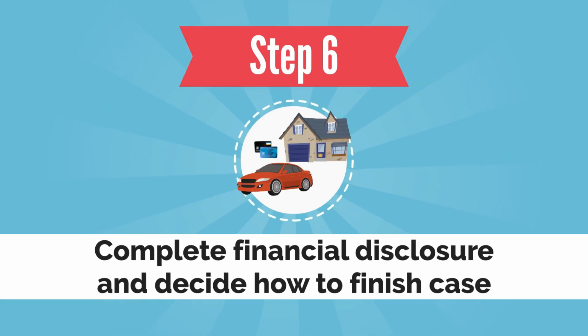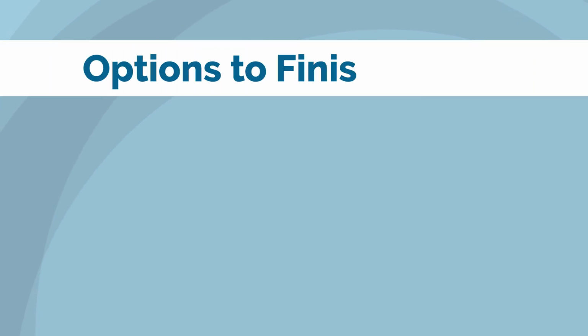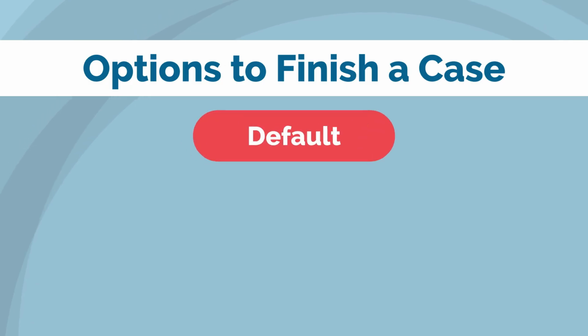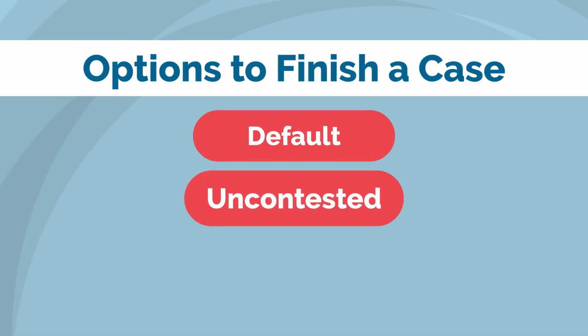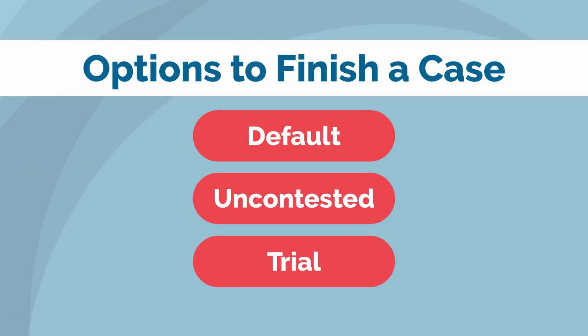Step 6 is for the petitioner to complete financial disclosure and decide how to finish the case. There are 3 options to finish the case. Option A is by default. Option B is uncontested or by agreement. Option C is by trial.